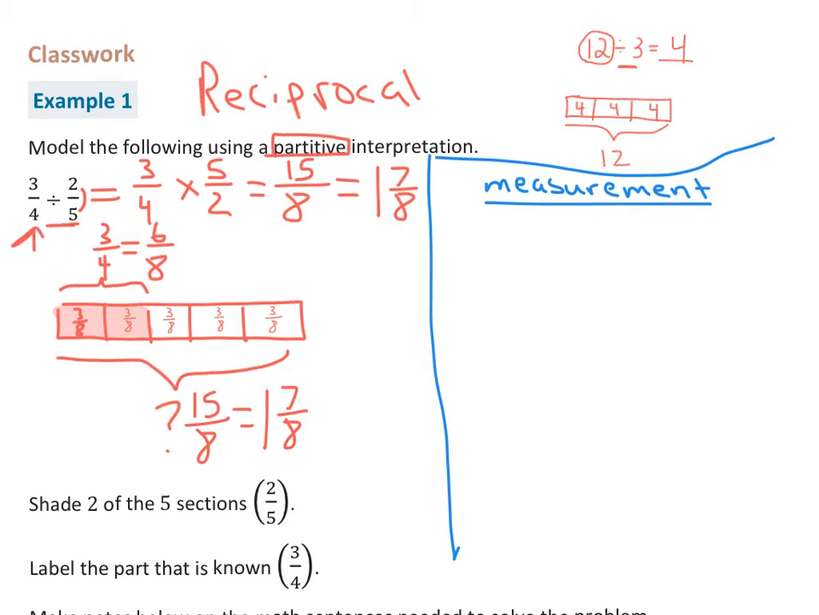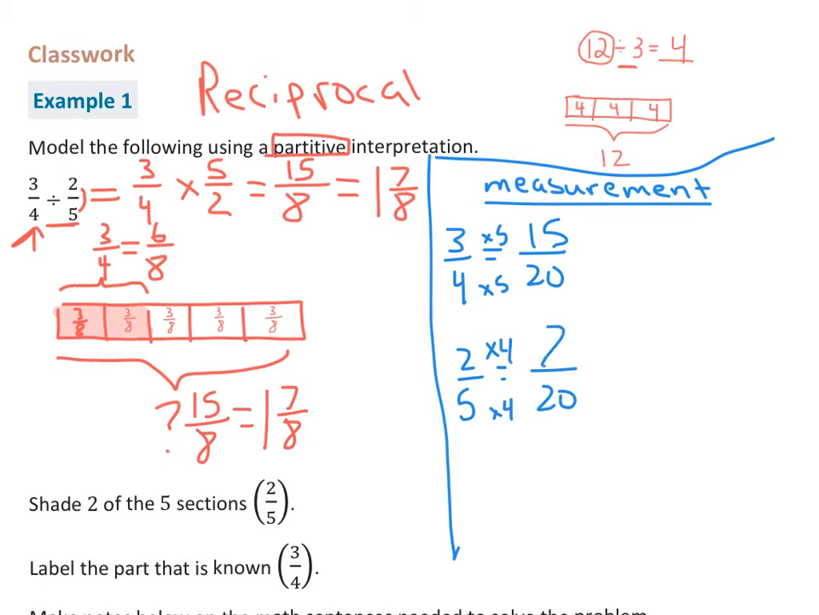So if I make them 20ths, I basically am going to take my 3/4 and make them equal to 20ths. And since that's times 5, I do this times 5 and I get 15. And then 2/5 is going to be equal to 20ths as well, which is going to be times 4. So this is times 4, so it's 8 20ths.